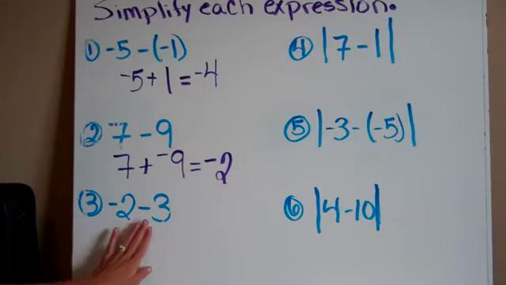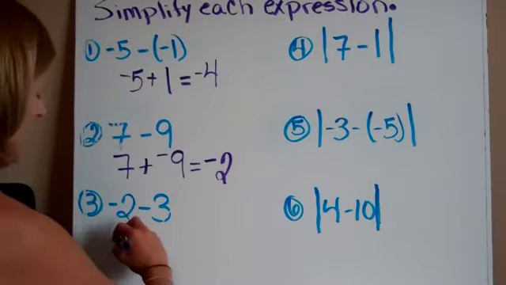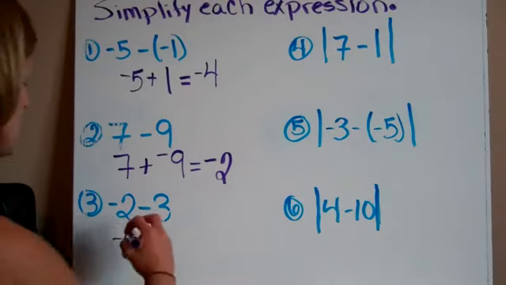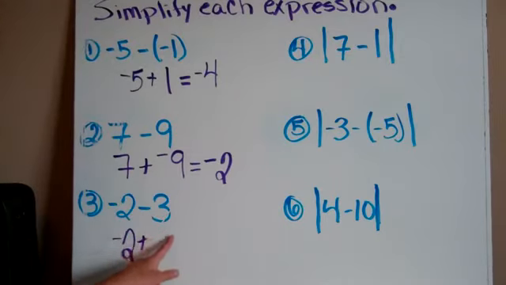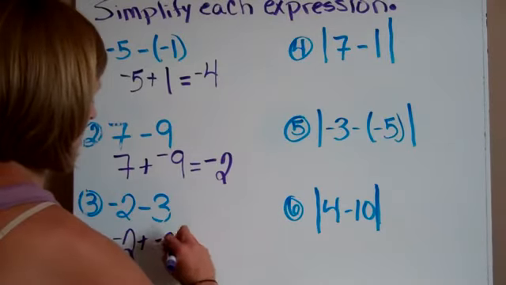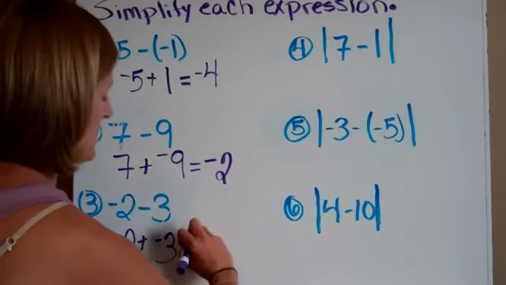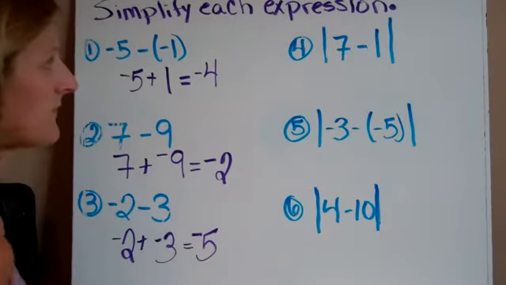This last one, negative 2 minus 3. Keep the negative 2, change the subtraction to addition, and the positive 3 to a negative 3. And negative 2 plus a negative 3 is going to give me a negative 5.